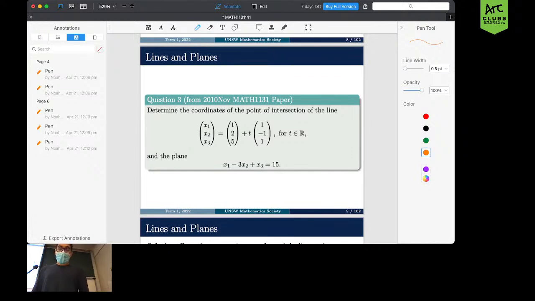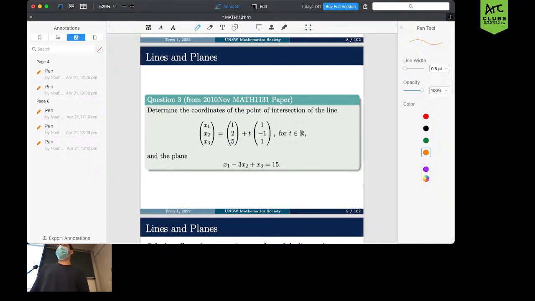Well, when we're trying to find the point of intersection of two figures or two equations, we're just trying to find a solution that satisfies all of our simultaneous equations. One method we can use to solve simultaneous equations is substitution. We have four variables here: x1, x2, x3, and t. And we actually also have four equations.